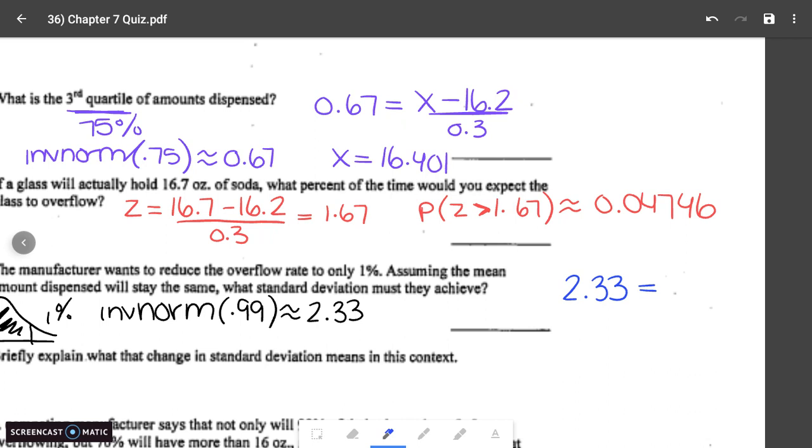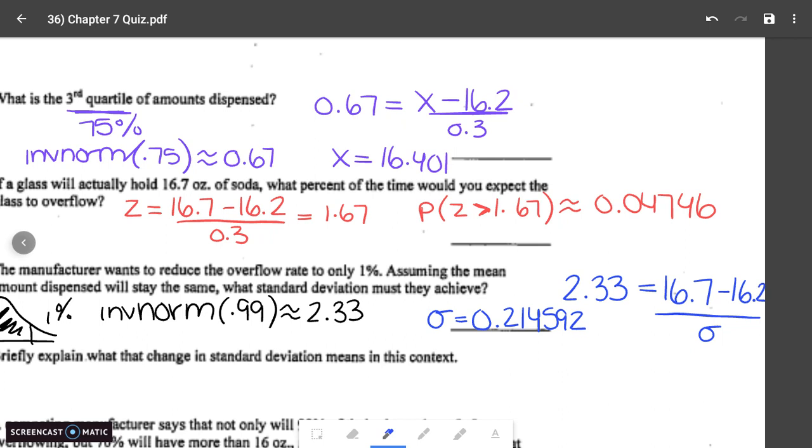We're going to keep that 16.7, subtract that 16.2 of the mean. We're trying to figure out what our standard deviation has to be. And we're just going to solve for the standard deviation in this case. And when we solve, so we subtract, cross multiply, we're looking at 0.214592. Okay, so our standard deviation is here.